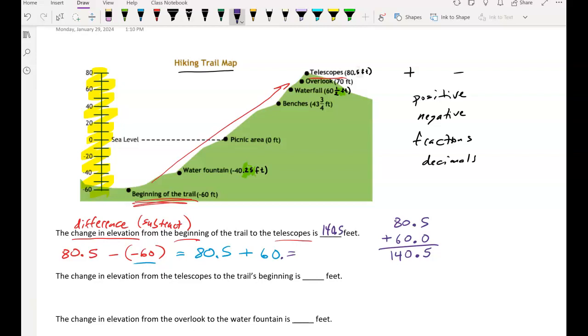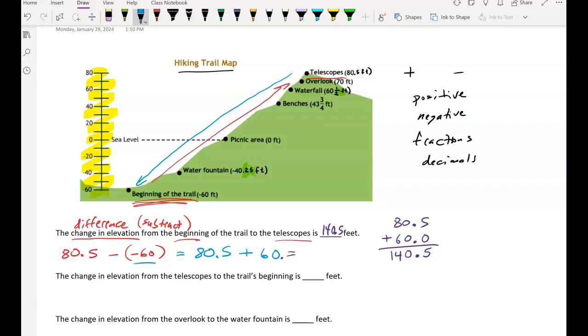Okay, now let's look at our next one. What's the change in elevation from the telescopes to the trail's beginning? Now, wait a minute. That's just asking us to go the opposite direction, from the telescopes down to the trail's beginning. Now, you can see that we're going downhill. The elevation is going down, so we know that's going to be a negative number, but let's make sure we're doing this right so we understand what's happening.